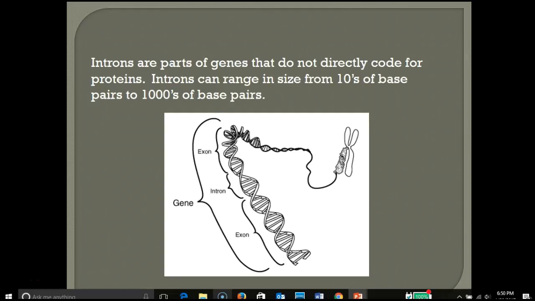Introns, as it shows here in this diagram, can range in size from 20 to 30 bases to thousands of base pairs. You can see different segments of this gene are labeled as exons and introns. Just by looking at the DNA double helix itself, it's impossible to tell which segments are introns and which are exons. But in any given gene, you're going to find both exons and introns.